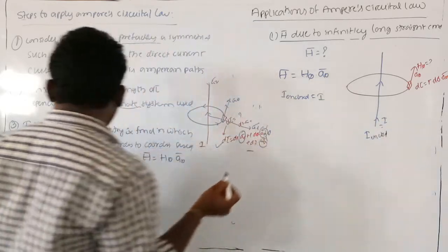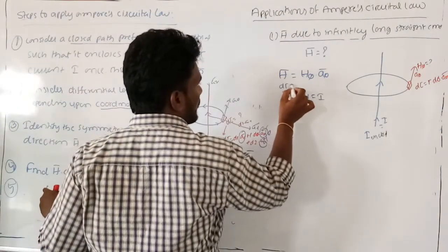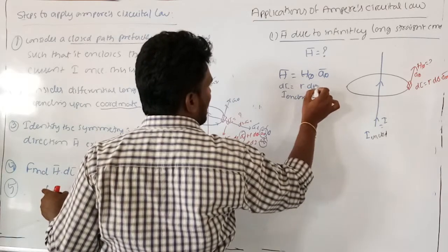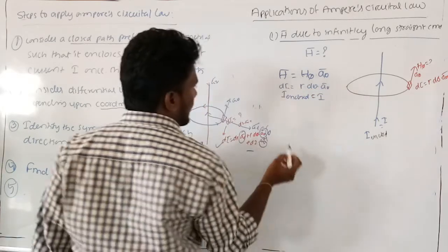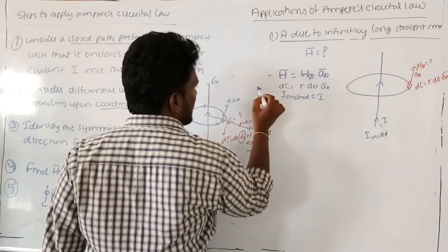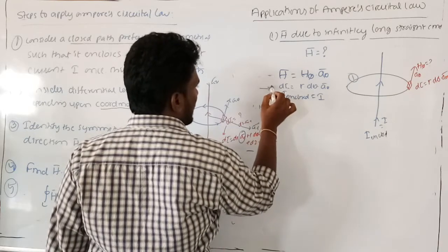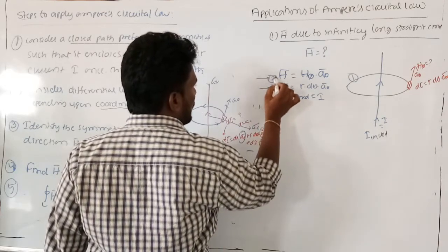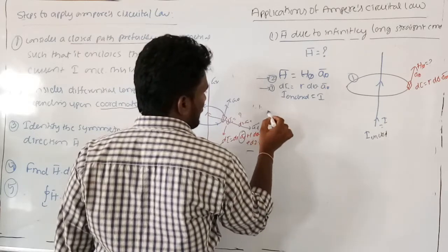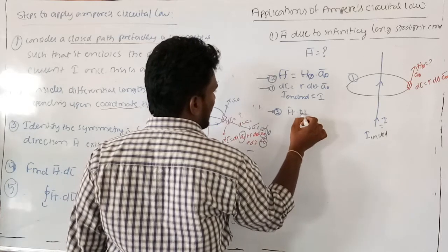Okay, now what is step number 4? Find the dot product between H bar and dl bar. dl bar is already known, that is what I wrote there, r d phi a phi bar. Step number 1 is this one, dl bar is step number 2, and step number 3 is the calculation of H bar dot dl bar.